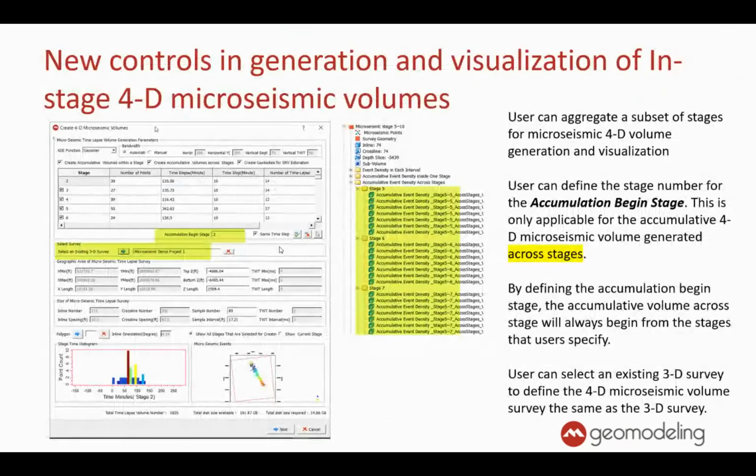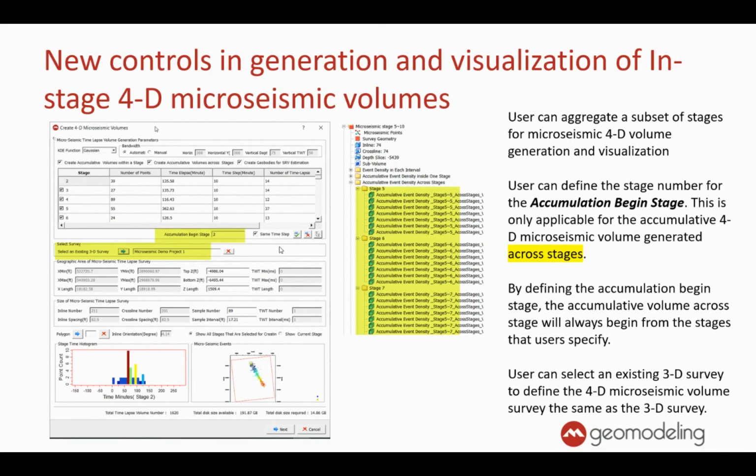The in-stage 4D microseismic volume generation and visualization is a big module in AttributeStudio. If you are not familiar with this module, this is a new method of generating 4D microseismic volumes to analyze the microseismic development process with a small time interval, for example, 10 minutes within each fracking stage. The 4D microseismic volume data can be animated and visualized with pump pressure data, fracking stages, and perforation clusters in our dedicated 4D microseismic window.